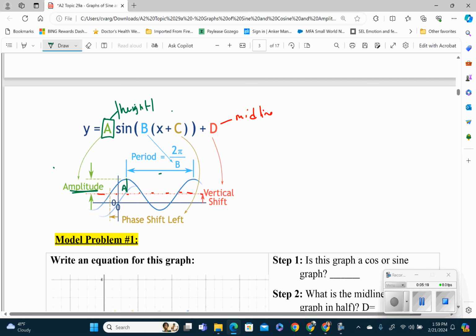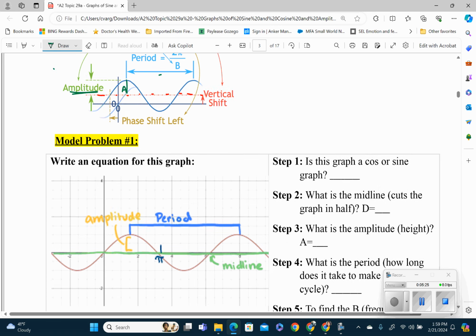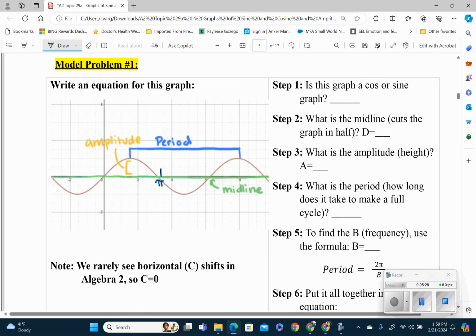But big things to remember right now is your midline, right? Your height. We'll talk about the midline, the height, and the period. Okay. So let's do an actual problem here.